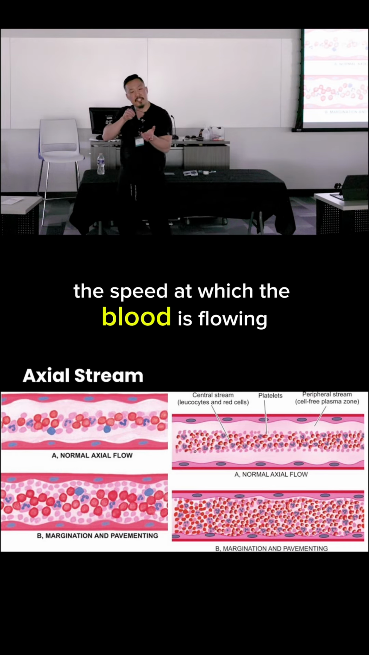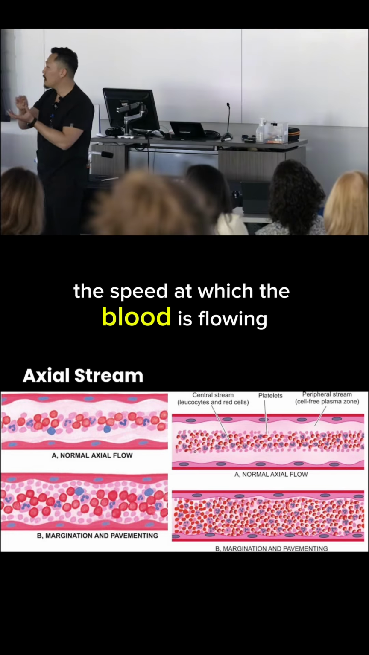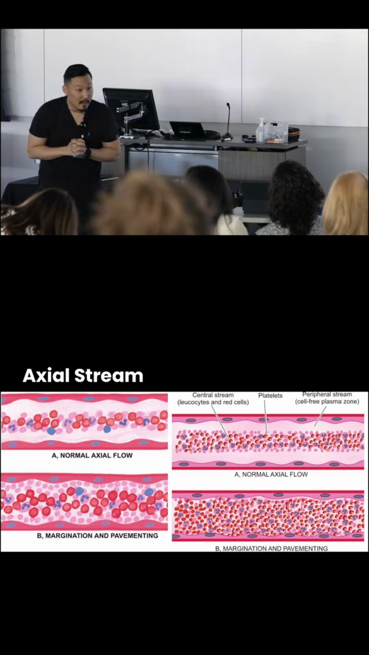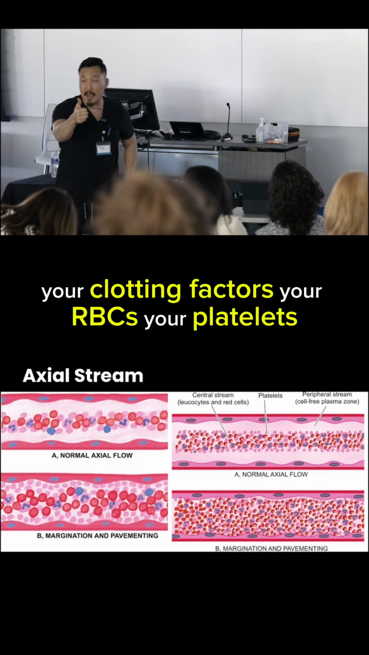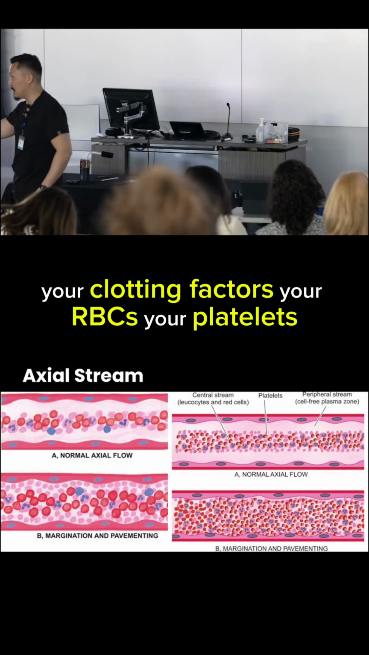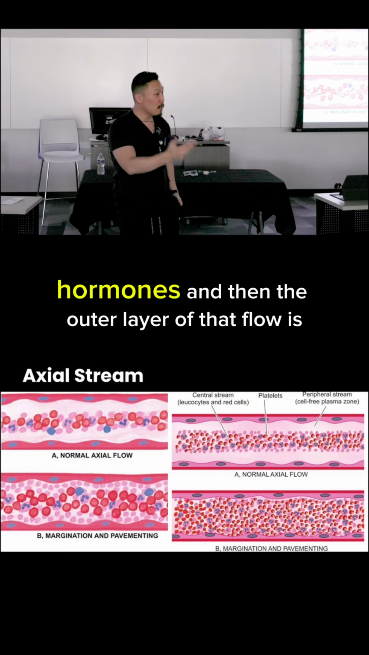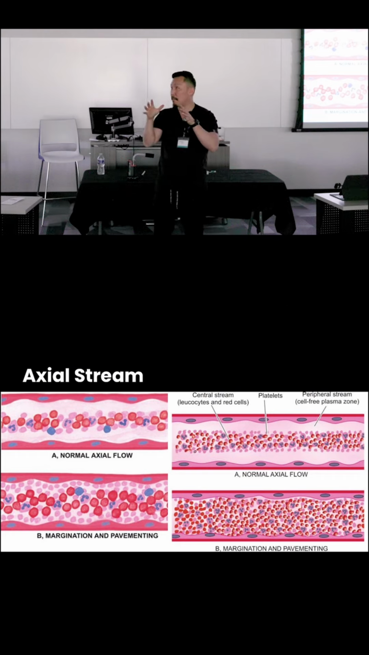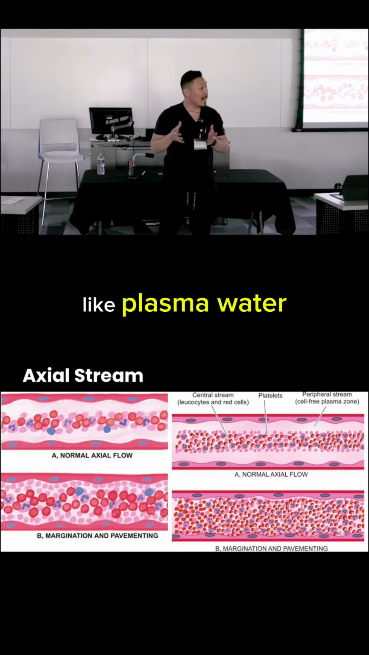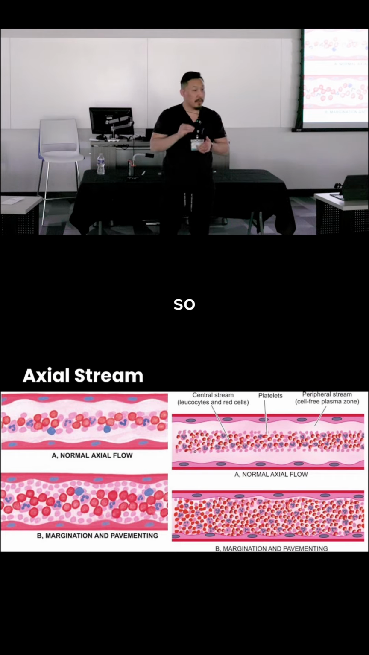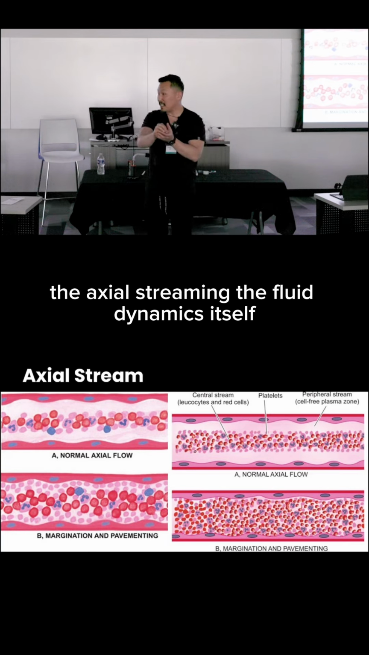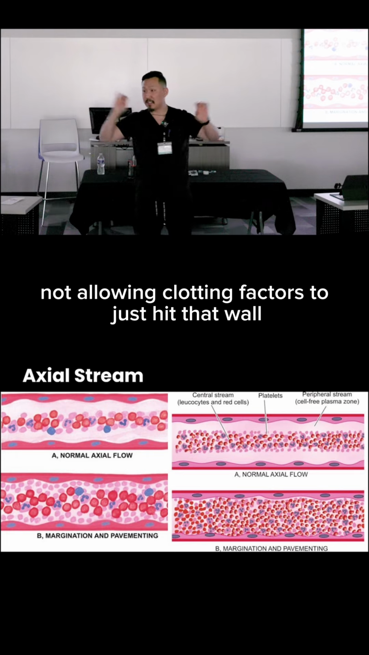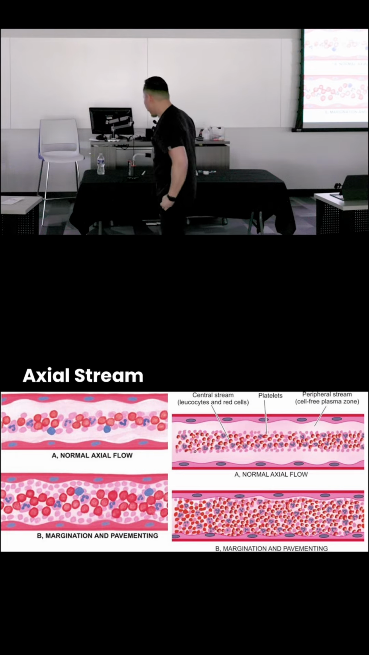The speed at which the blood is flowing will congregate the more dense materials of your blood: your clotting factors, your RBCs, your platelets, hormones. And then the outer layer of that flow is populated with less dense material like plasma, water. So the axial streaming, the fluid dynamics itself, is protecting that lining of the vein, not allowing clotting factors to just hit that wall very easily.